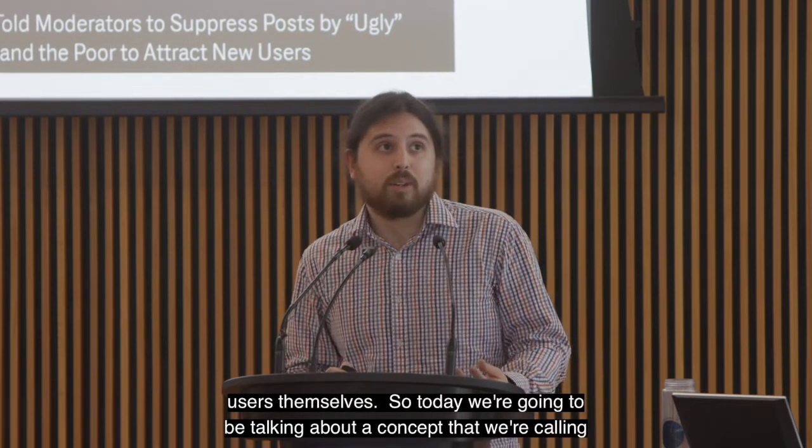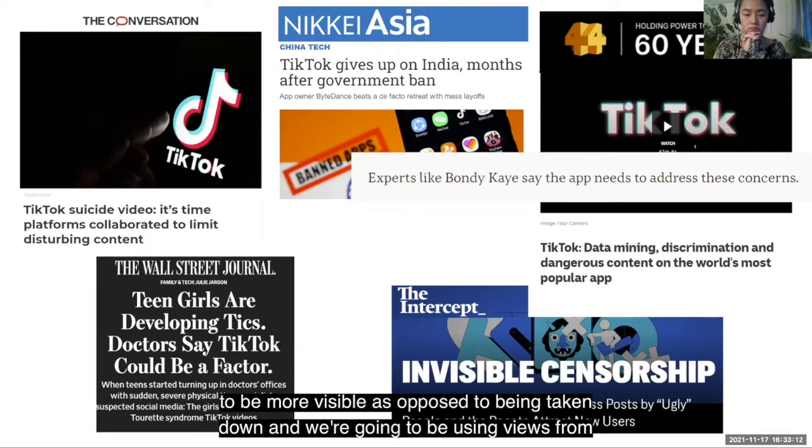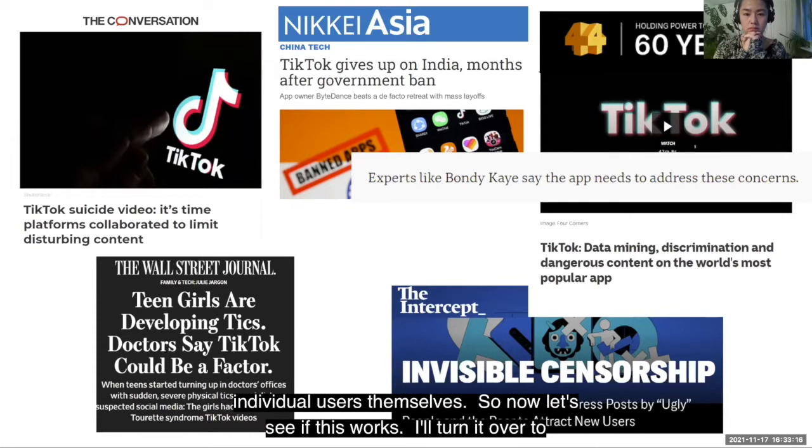So today we're going to be talking about a concept that we're calling visibility moderation, that looks at instances when users are trying to get their content to be more visible as opposed to being taken down, and we're going to be using views from individual users themselves.